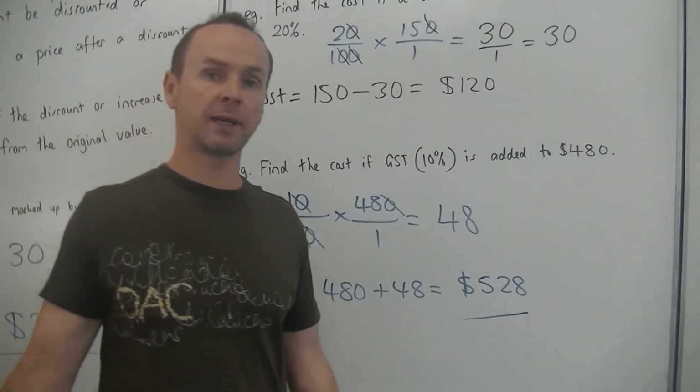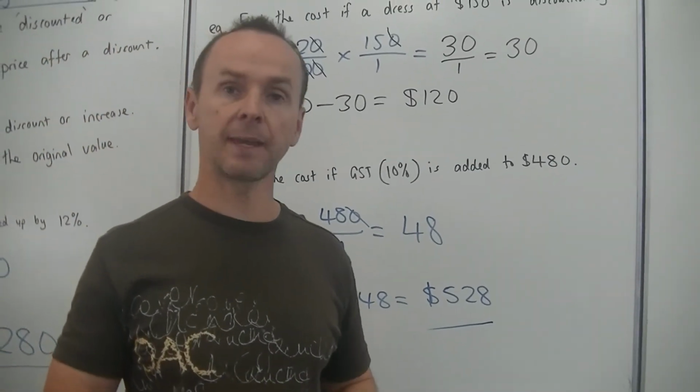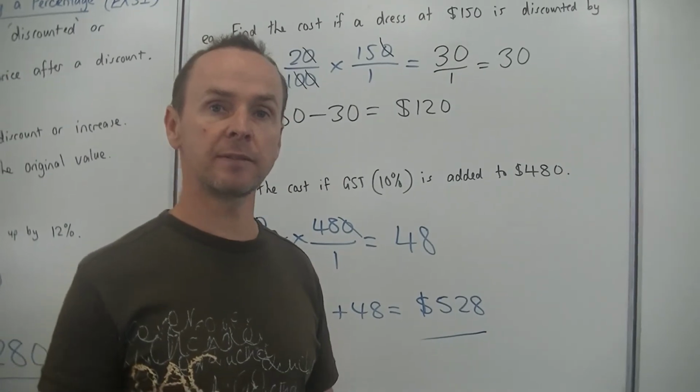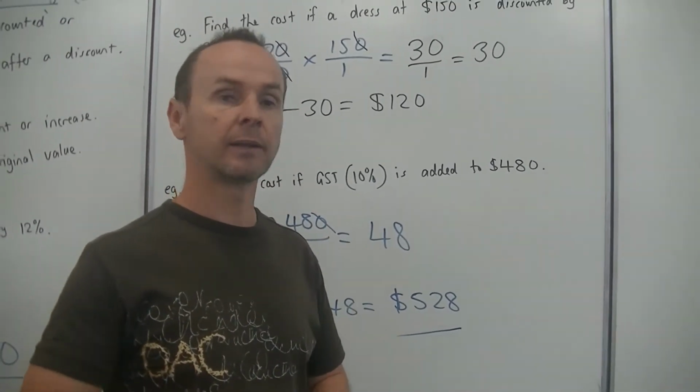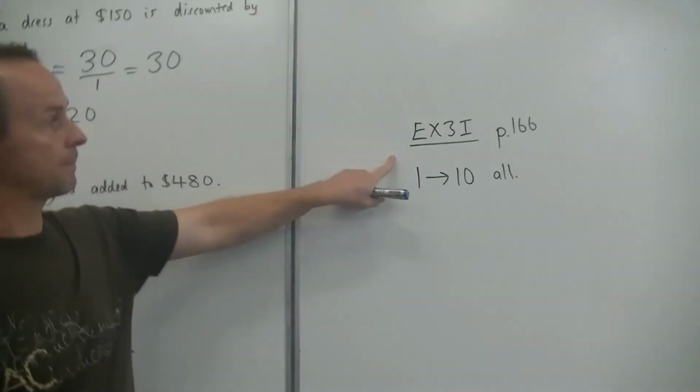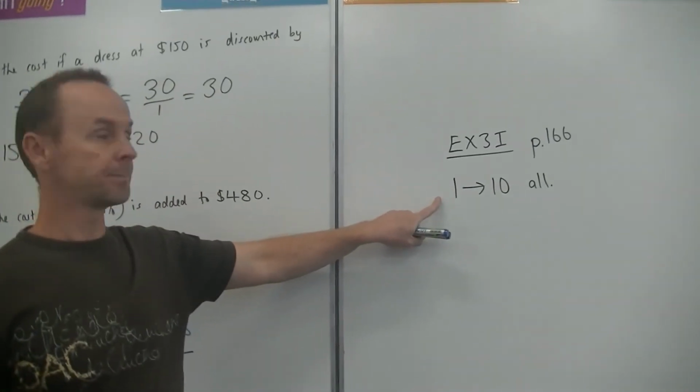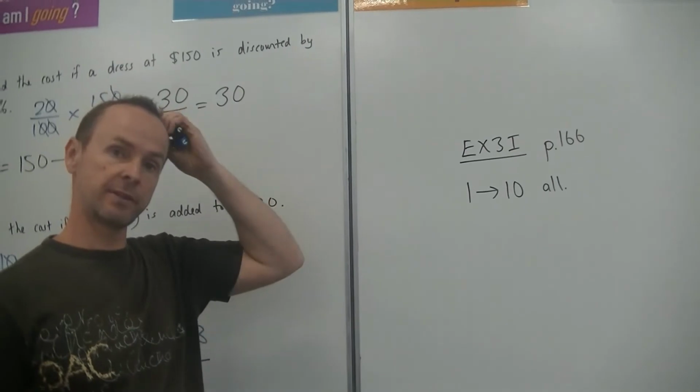So this exercise was pretty easy. So simply find out the amount of the increase or decrease, and then add or subtract it onto the original amount, and you're done. So here's the exercise. Exercise 3I, 1 to 10, page 166.